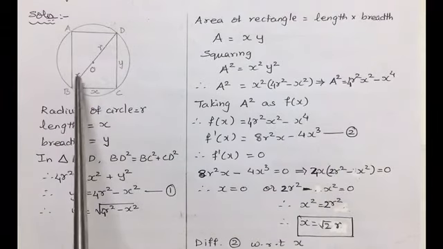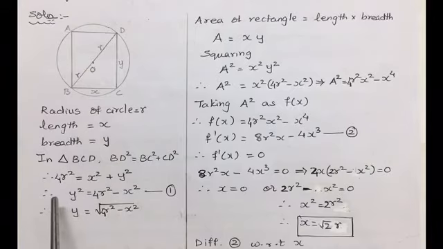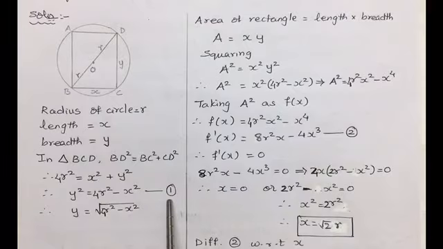So this BD's measurement will be 2r. Putting it in the Pythagoras theorem, we get 4r square is equal to x square plus y square. Expressing y in terms of x, we get y equal to root of 4r square minus x square, and y square equal to 4r square minus x square. This statement we will take as 1 to use for further calculation.